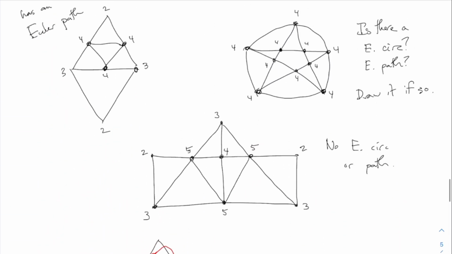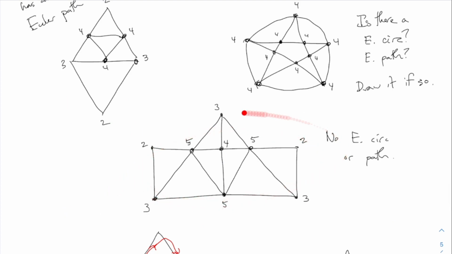All right, that was this one here. No Euler circuit or path. And in that case, of course, there's nothing to draw in, because there's nothing. You can't. All right. Any thoughts about that?